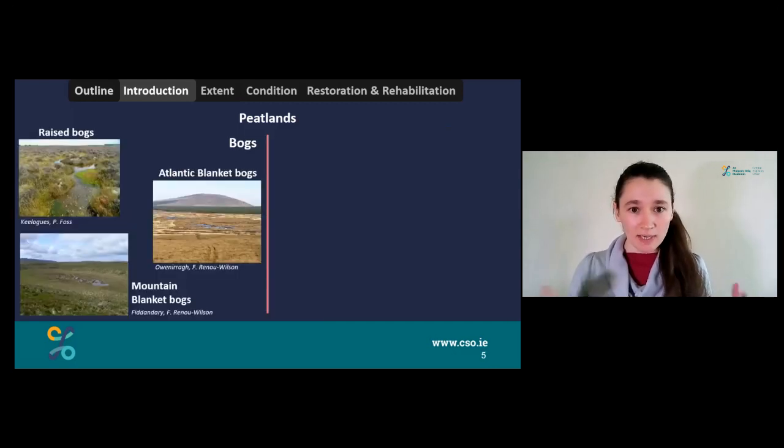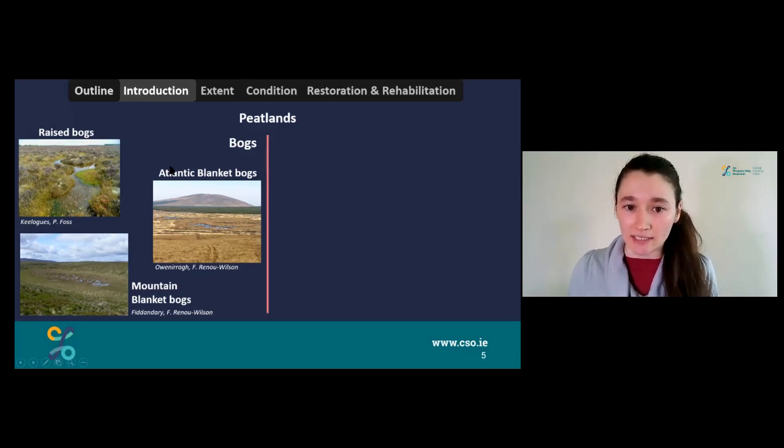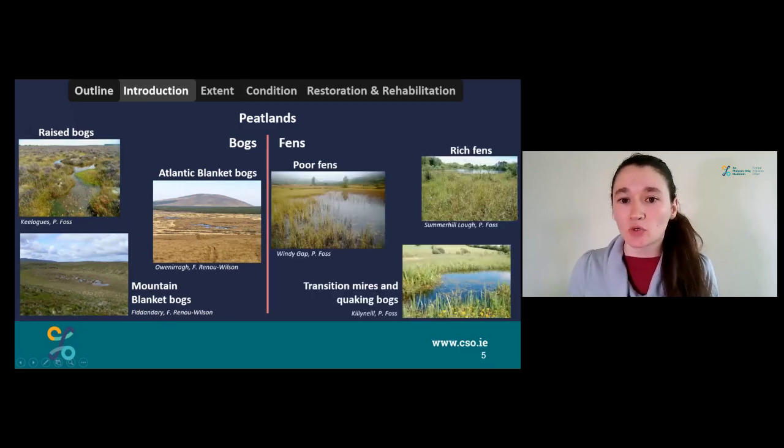In Ireland, peatlands can be broadly divided into 2 main categories. First, bogs, under which you will find raised bogs, Atlantic blanket bogs, and also mountain blanket bogs. And then, fens, under which you will find poor and rich fens, but also transition mires and quaking bogs. I will come back to this terminology a lot during this presentation, so don't worry if you don't catch it the first time.